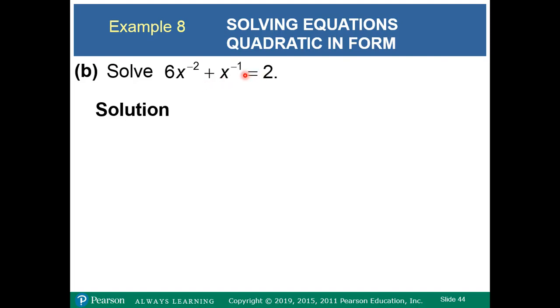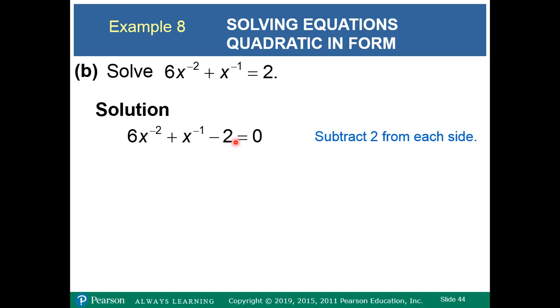But how can we put this using a u substitution? Well, this is double this, right? So you could write this as this squared, right? So our u substitution is going to be u is equal to x to the negative 1 power. Okay?